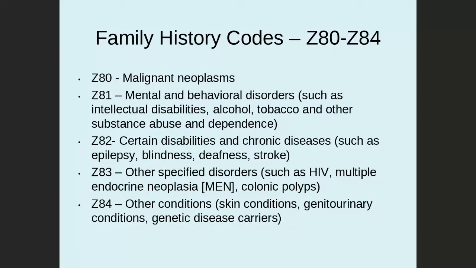Here's some other examples of family history codes. These conditions in a family member may impact a patient's care. So family history, malignant neoplasm, mental behavior disorders, disabilities and chronic diseases such as epilepsy, blindness, deafness, stroke, other specific disorders, and other conditions.